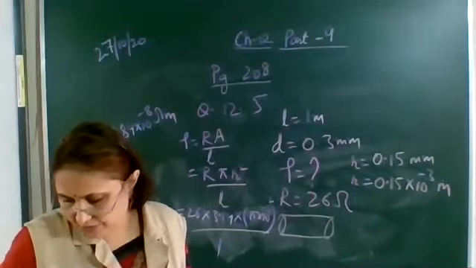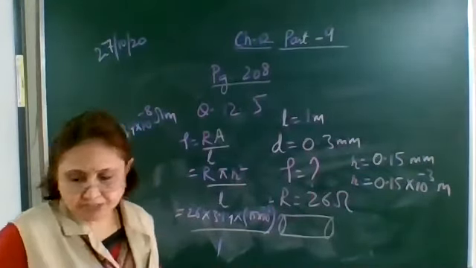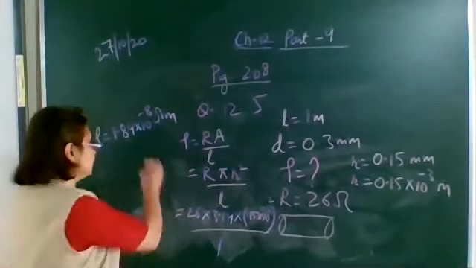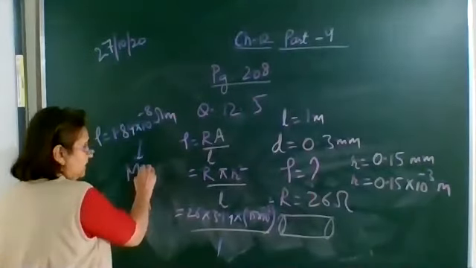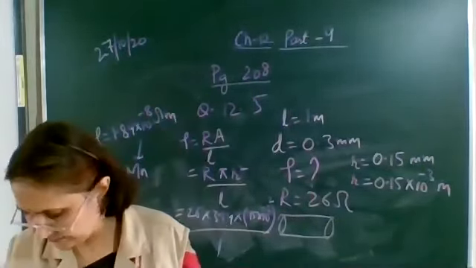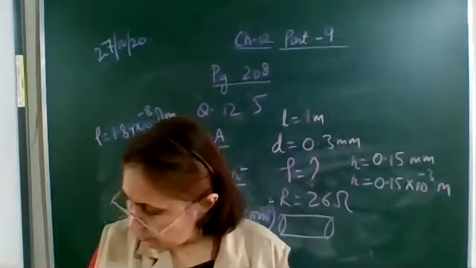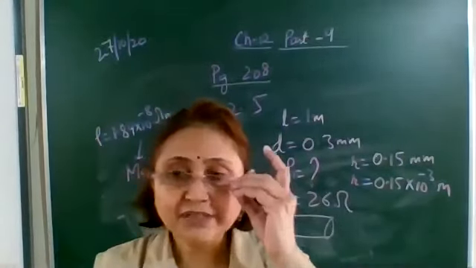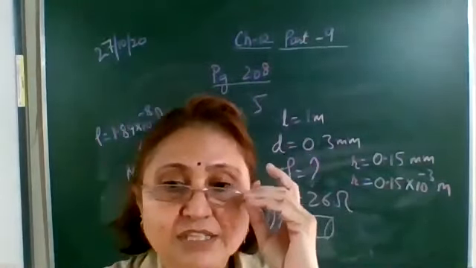Okay, now from the table you can compare it. So here we see which material this is. This is the resistivity of manganese. So it is manganese. Okay, one more question and a few unsolved questions are given, which we'll discuss tomorrow.